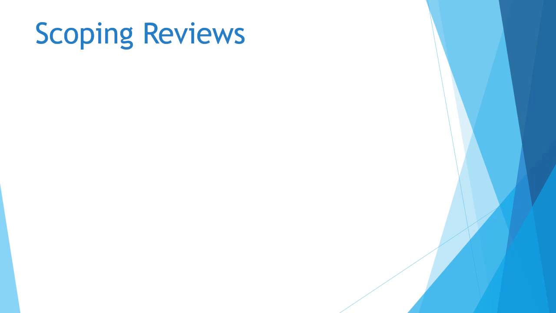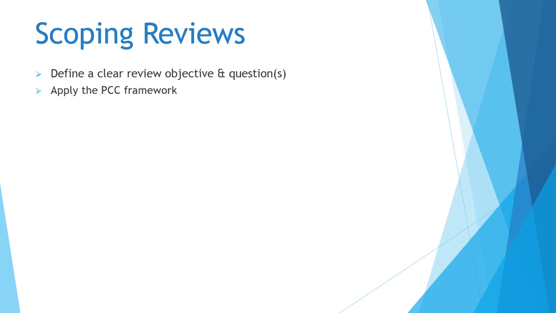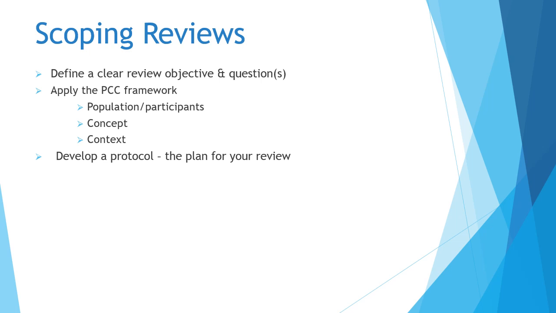The 5 basic steps of a scoping review are defining a clear review objective and question, applying the PCC framework to this objective. PCC stands for population or participants, the core concept, and, if applicable, the context, such as geographic area. Develop your protocol or overall plan for the review. This is very important. Creating a strong protocol will help you complete and write a good scoping review, so it's worth spending some time on.